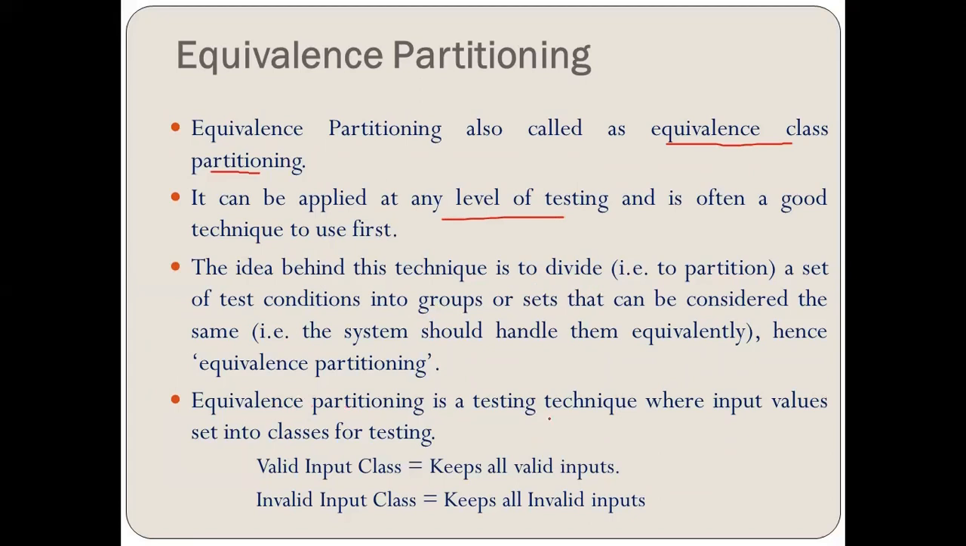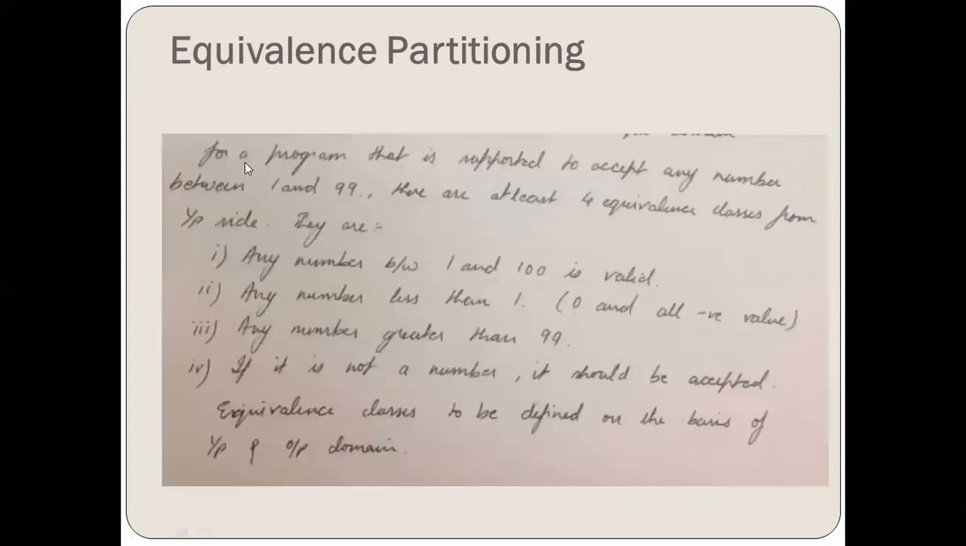Equivalence partitioning is a testing technique where input values are divided into classes for testing. We are going to see the input values which are valid class, and input values which are invalid class. So let's see how it goes. Let's say we have a program that is supposed to accept any number between 1 and 99. There are at least 4 equivalence classes for input size.